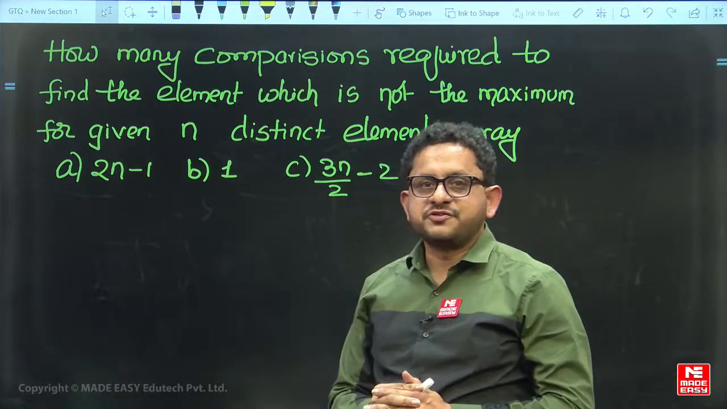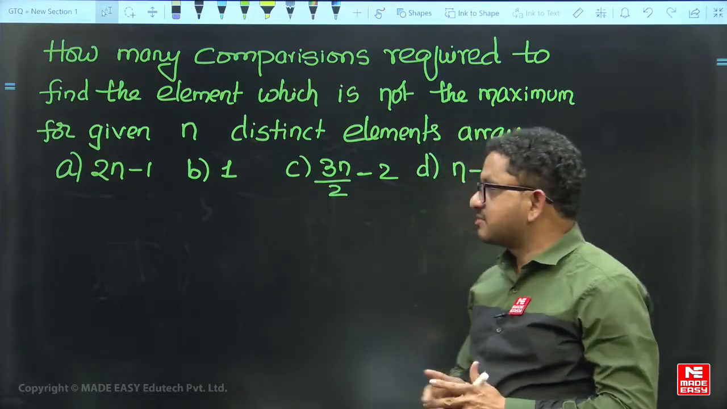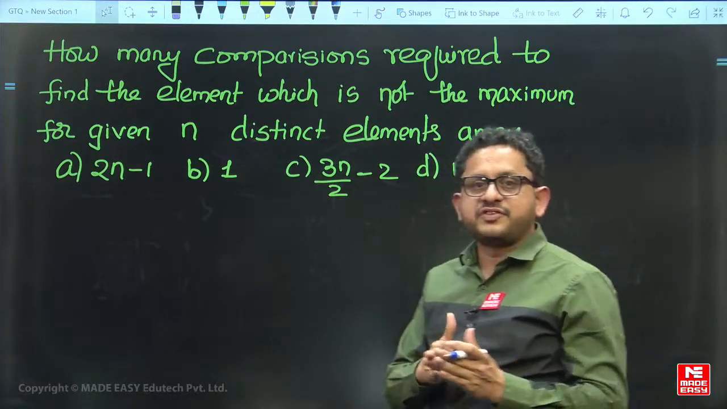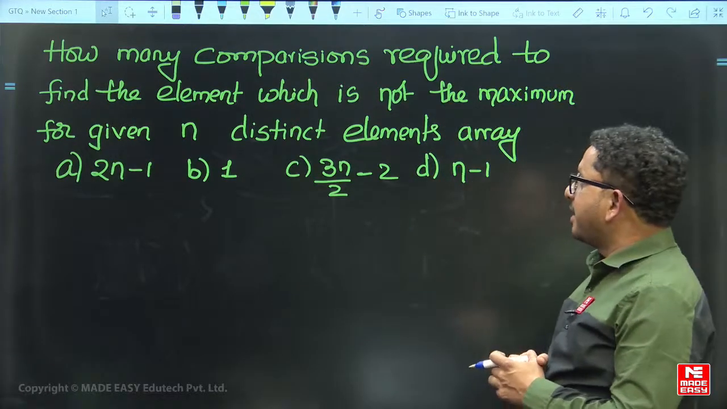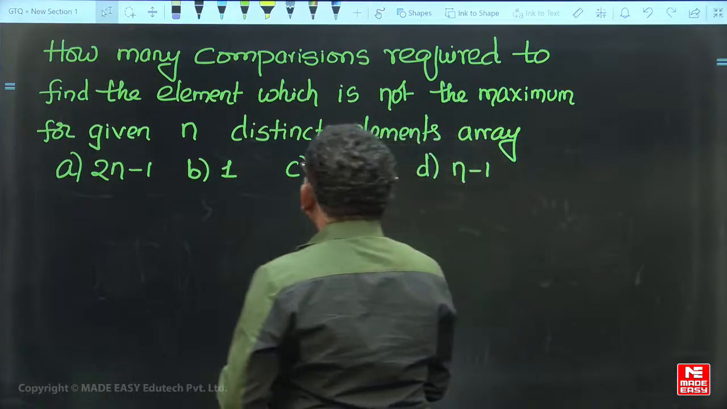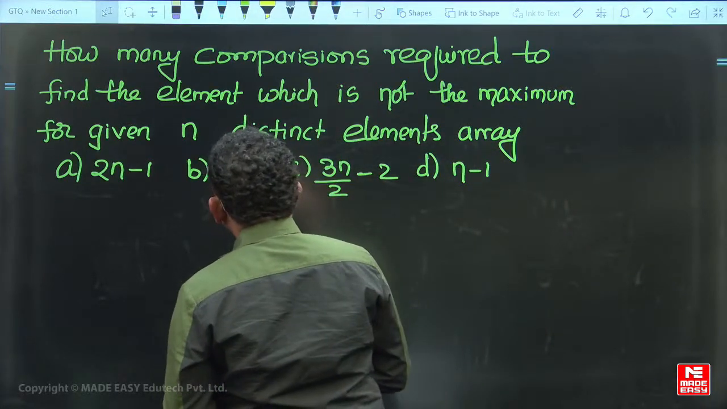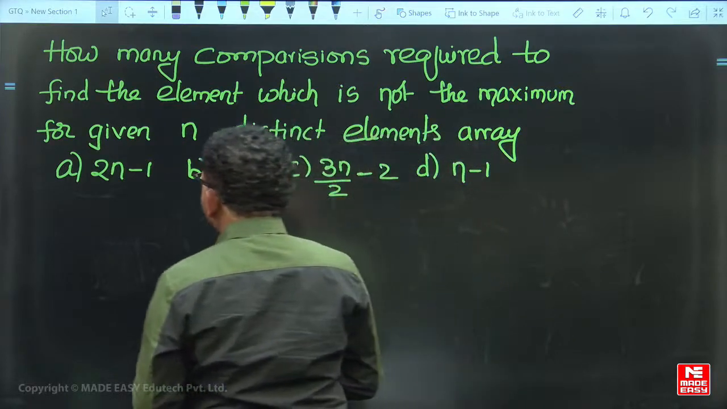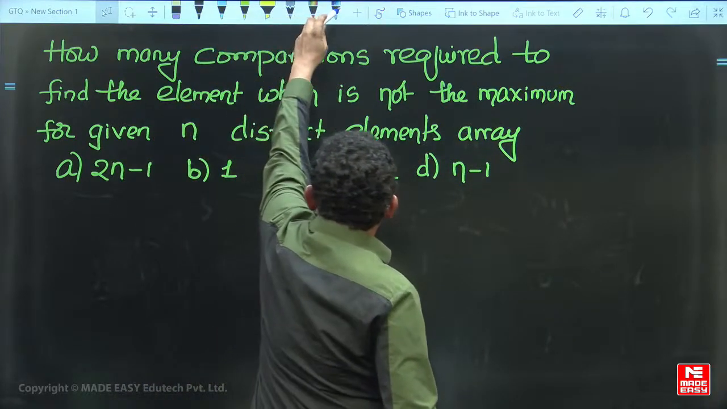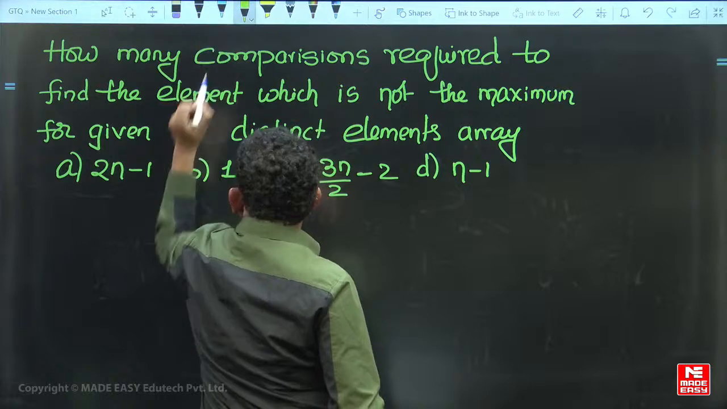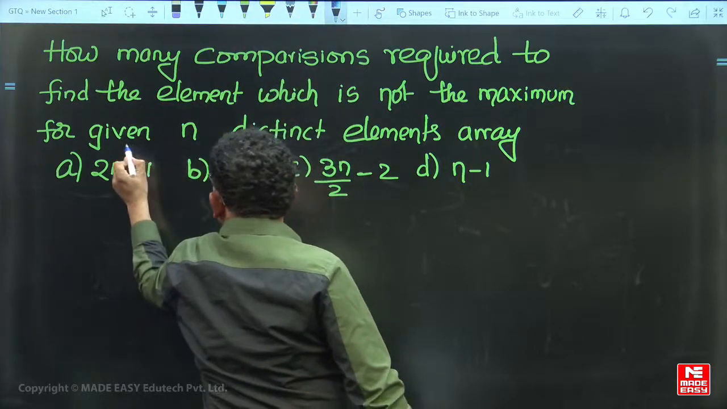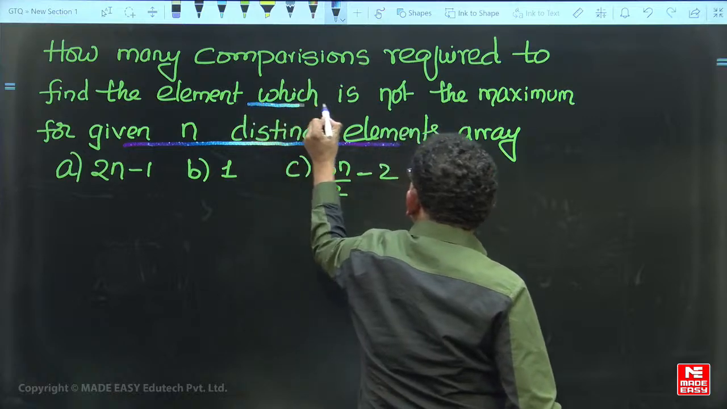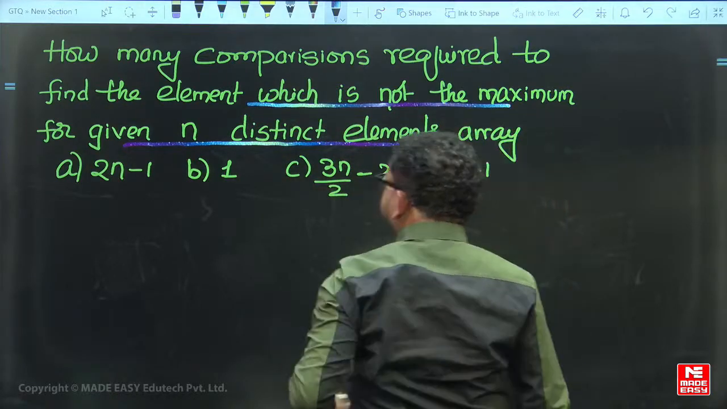Not many questions were received from algorithms and DBMS. So whichever questions I received, based on the data I received, I am explaining. See this question: how many comparisons are required to find an element which is not the maximum for a given array of n distinct elements? So given an array of n distinct elements, we need to find an element which is not the maximum.